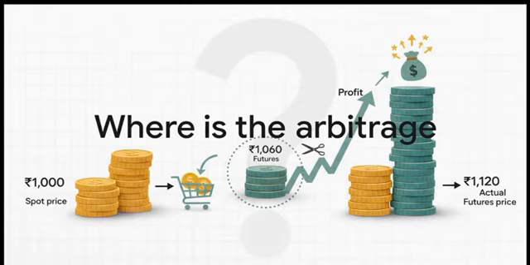Suppose the spot price of an asset is 1,000 rupees. You crunch the numbers and the fair theoretical futures price comes out to 1,060 rupees. But you look at the screen and the actual futures are currently trading at 1,120 rupees. I'll give you a second to think about it. Where exactly is the arbitrage opportunity and what's the payout?